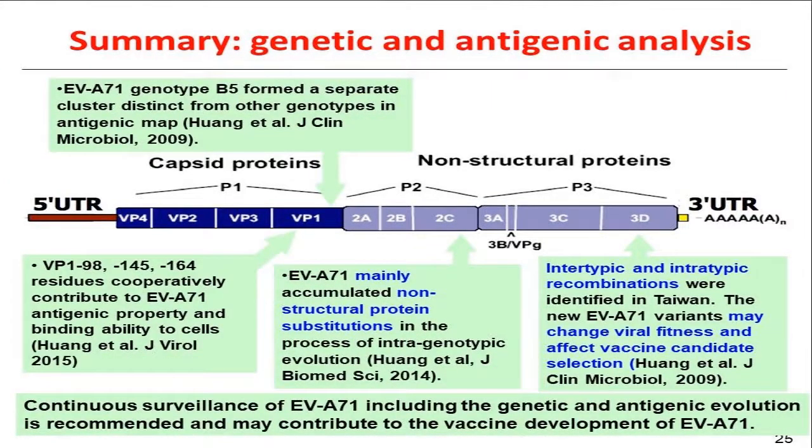In the summary of the genetic and antigenic analysis I mentioned, in the antigenic map the B5 strain forms a separate cluster. There were 3 positions in VP1, 98, 145, and 164, which contribute to the antigenic property and the binding property of EV-A71. I also mentioned the non-structural protein substitutions, which contribute to the evolution of EV-A71, and intertypic and intratypic recombination also contribute to the evolution of EV-A71, and this may change viral fitness and also affect vaccine candidate selection. So continuous surveillance of the virus, including genetic and antigenic evolution, is recommended, and may contribute to future vaccine development.